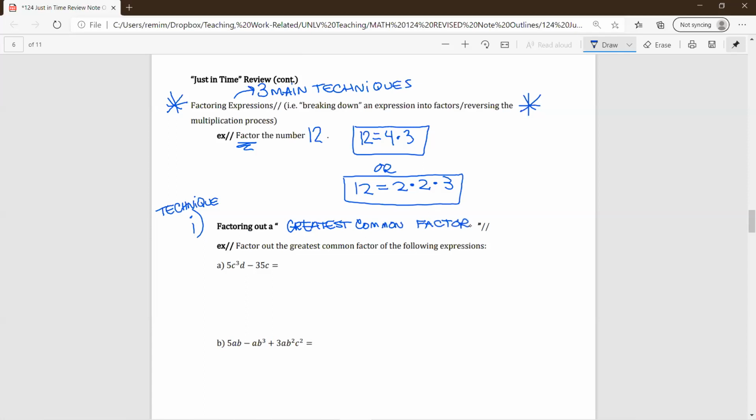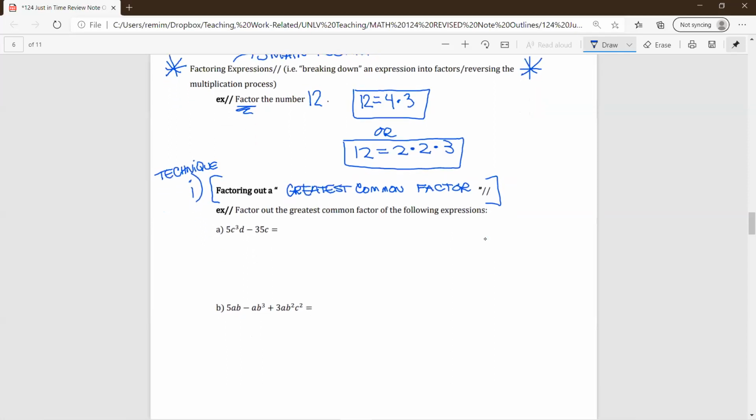And the best way to go about doing this technique is just doing examples. So let's look at the example. Also, reading is very important. Always read the directions so that you know what your answer should look like. So these directions are asking us to factor out the greatest common factor of the following expressions.